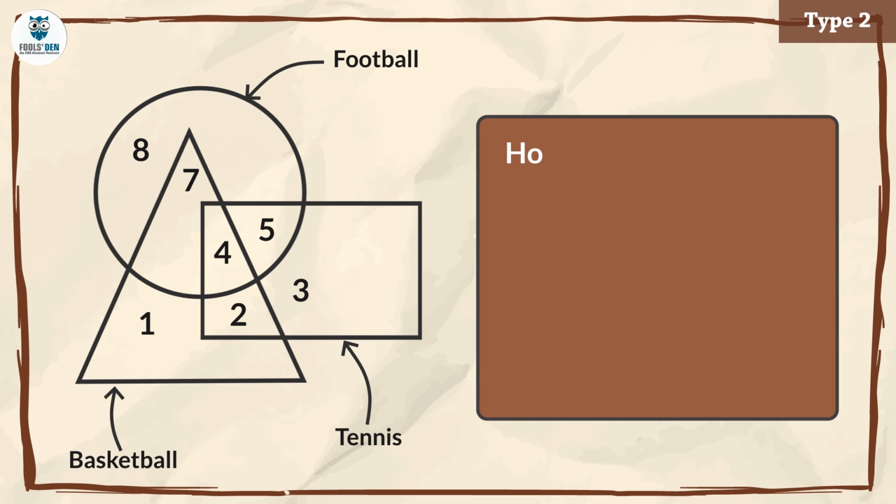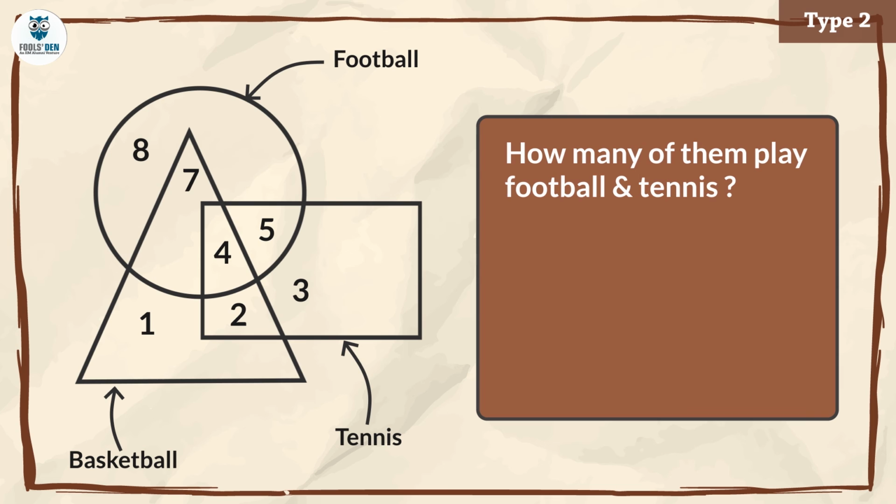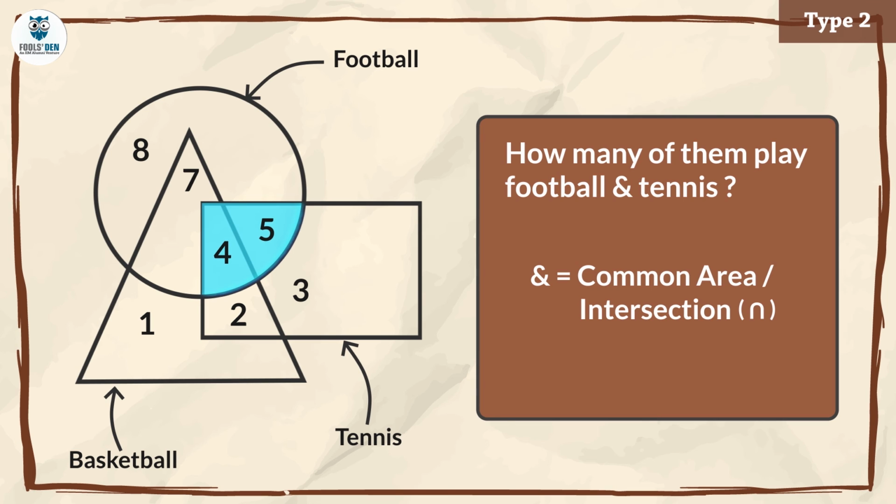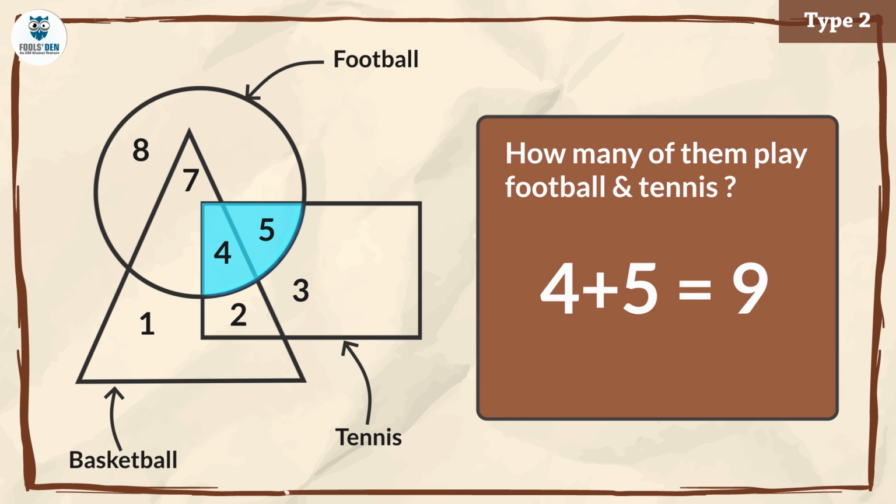Next, how many of them play football and tennis? The word "and" is very important and is an important concept in Venn diagrams. And basically talks about the common area between the figures, or the intersection. So football and tennis means the common area between the circle and the rectangle. And your answer would be 4 plus 5, that is 9.